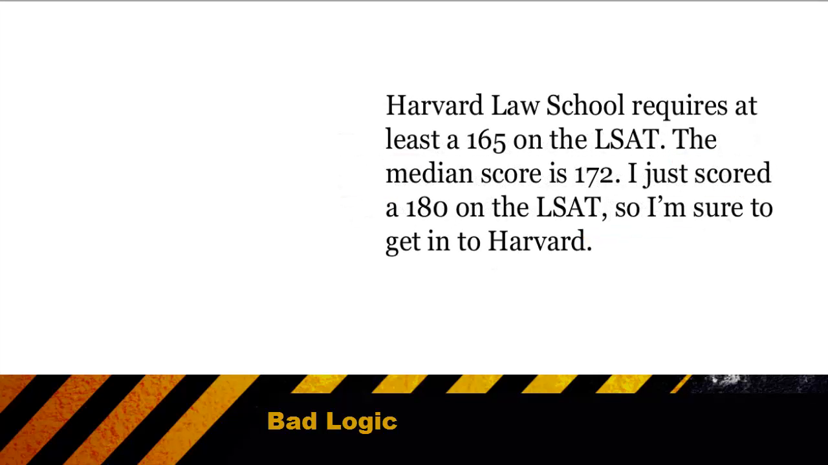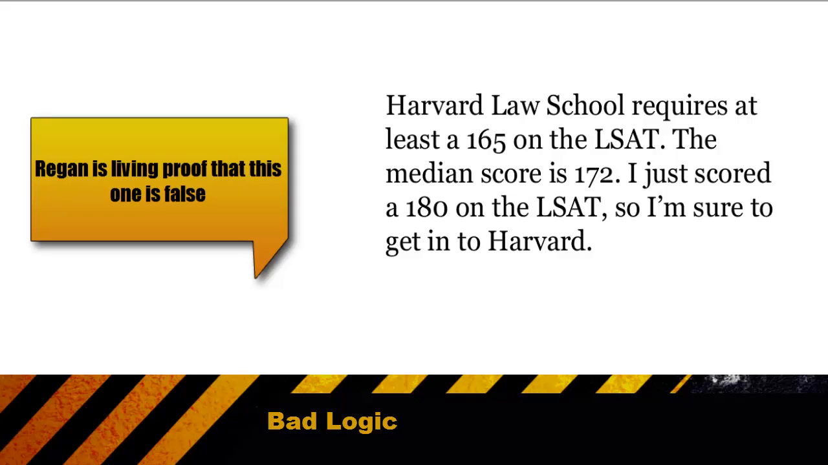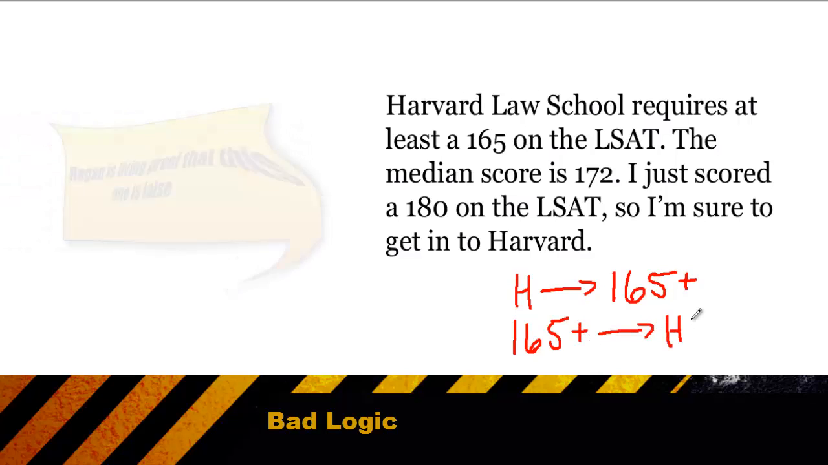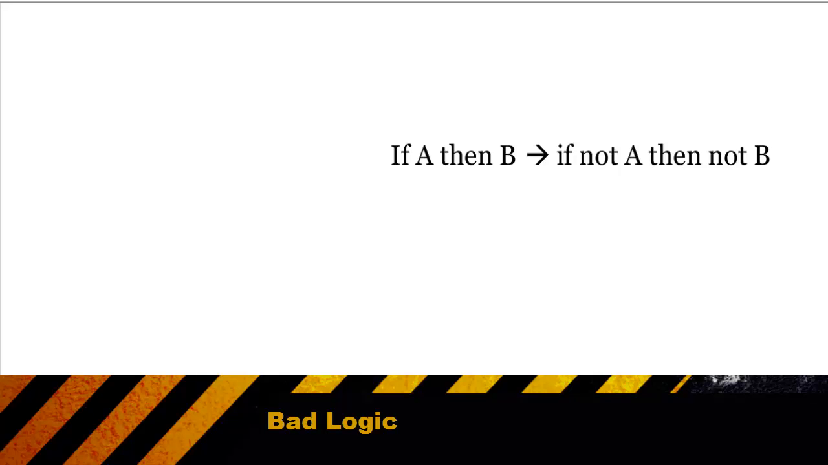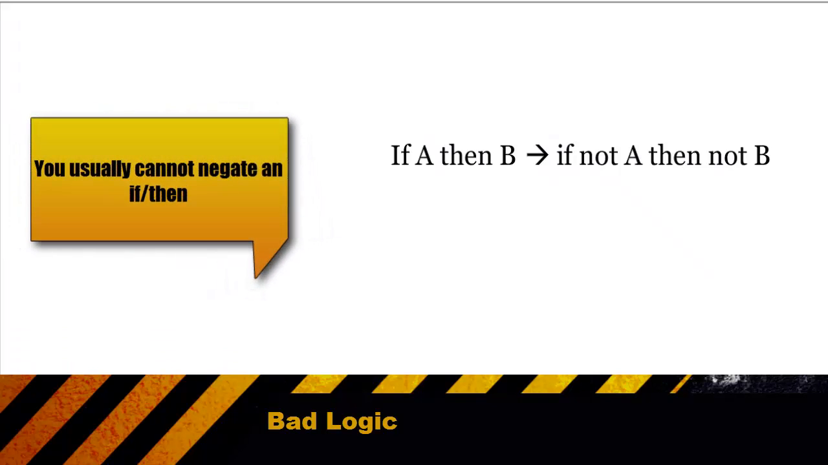In this argument, the fallacy is a little bit more hidden, but it's still the same improper reversal we've seen before. The argument essentially says that if you get into Harvard, you must first get above a 165 on the LSAT. Therefore, since I scored above a 165, I'm certainly going to get into Harvard. On the surface, it might sound reasonable, but it's really the same thing as saying, if you're a woman, you must be pregnant. So we now know you can't flip the order of an argument without consequence.